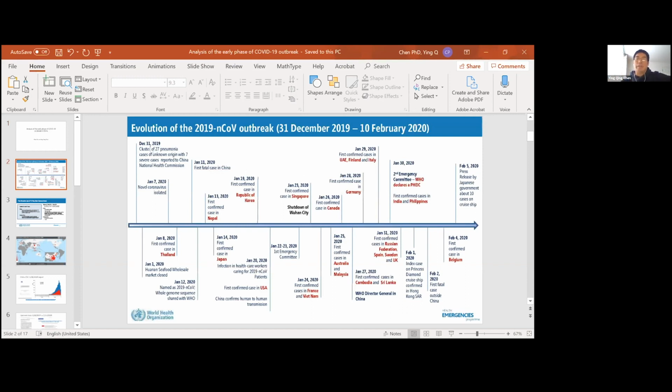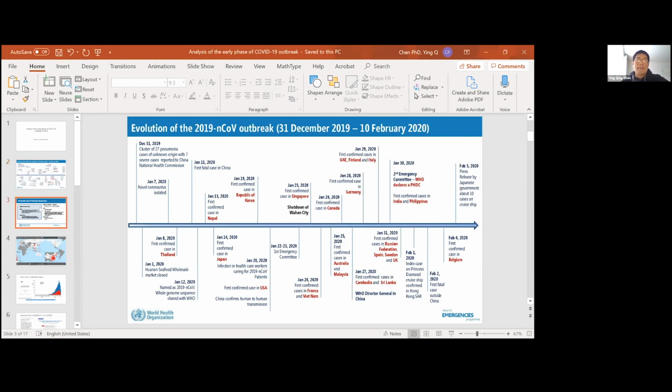So, on December 31, a cluster of 27 pneumonia cases was reported and detected in China. And then the first death happened about 2 weeks later. And then on January 23rd, that's the city lockdown, when they decided to lock down the epicenter. The announcement was made about 8 hours before the actual city lockdown. And people are saying that probably 300,000 people fled from the epicenter to everywhere during that 8 hours.